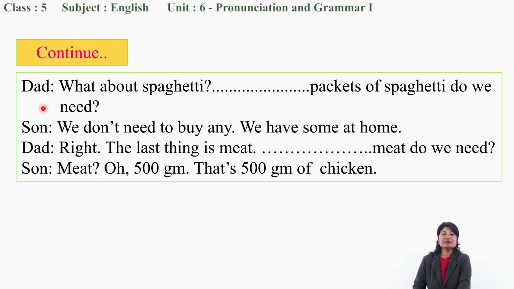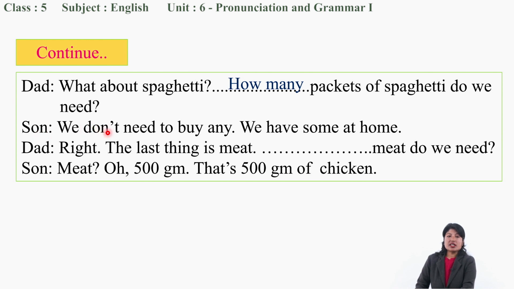Let's continue. Dad, what about spaghetti? Packets of spaghetti. So what is required over here, how much or how many? Packets is the focus. Yes, so here we need how many because of packets, right?